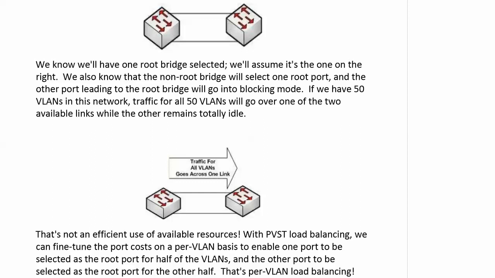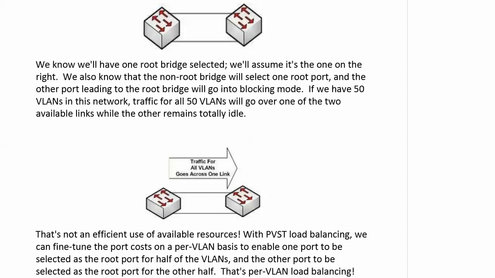However, if we have 50 VLANs in that network, that means traffic for all 50 VLANs is going to go over one of the 2 available links, and the other one is going to be totally idle. And that's not a good way to run things. That's not an efficient use of our resources. What we can do with per VLAN spanning tree load balancing is fine-tune the port costs on a per VLAN basis. Sounds familiar, something I think we've done before.